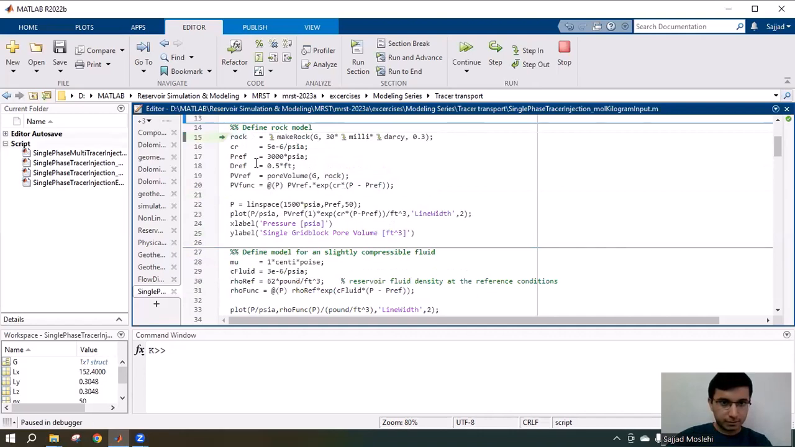In this section, I have specified the rock properties. Let's take a look at the plot, the pore volume of a single cell versus pressure. And as you certainly know, as the pore pressure or the fluid pressure increases, the pore volume increases as well.